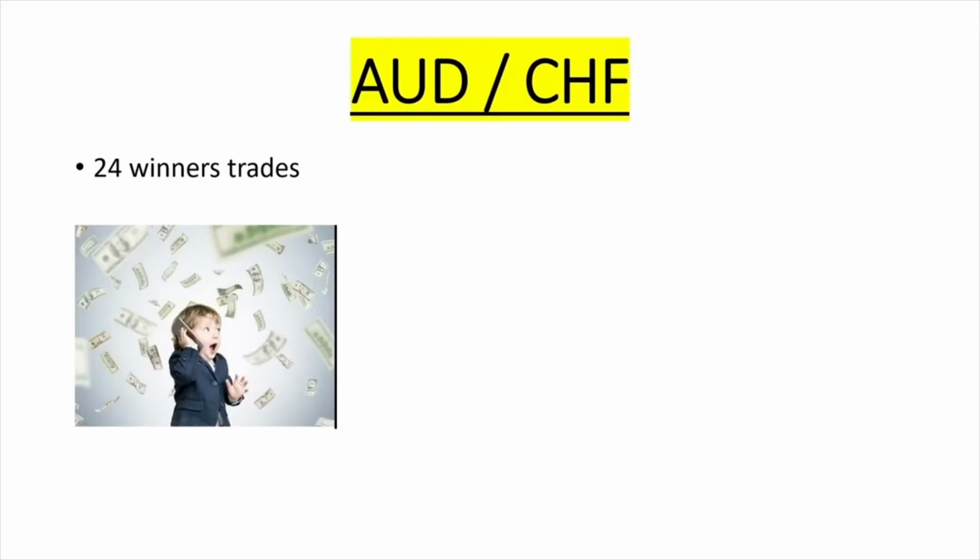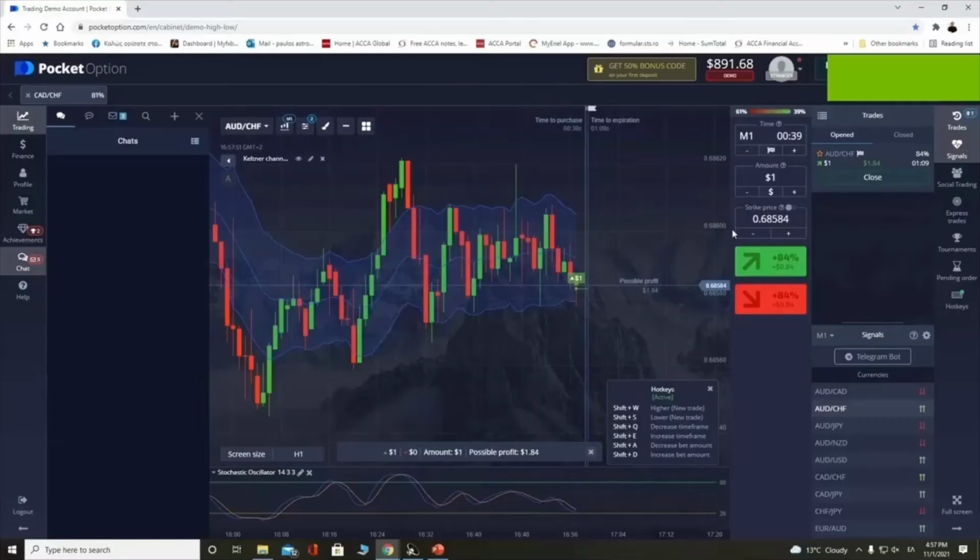And now let's see if we can apply this method to this pair. This is a winner pair. It's got 24 winner trades. And let's see our actual results. Here is the experiment. Remember, we choose the most profitable pair from this method, from this strategy that Forex lady suggests. This is the reason that I did this demo account.